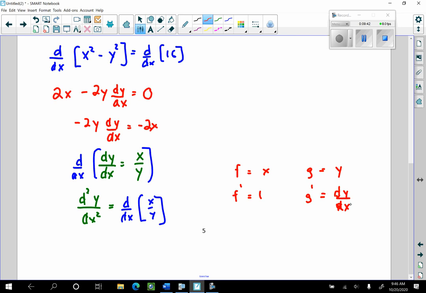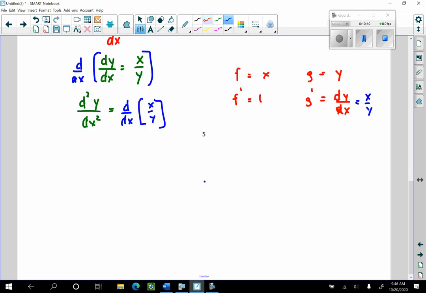And look very carefully at what I'm going to do, and this happens a lot. What is dy/dx? It's x over y. So I'm going to put x over y in for this, because that's what dy/dx is. That's going to make everything come out real nice. And so now I'm going to employ the quotient rule: it's f prime g minus g prime f over bottom squared.